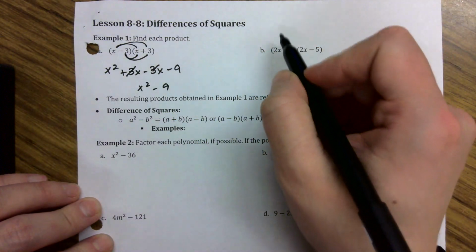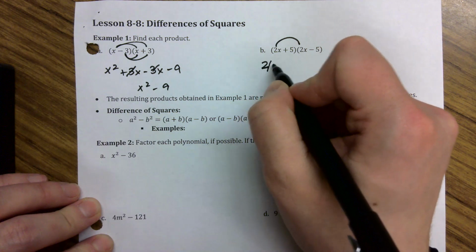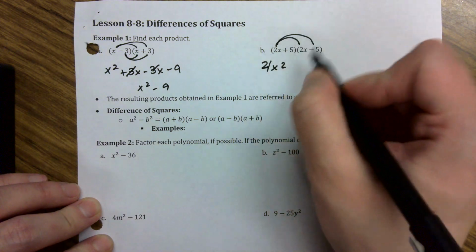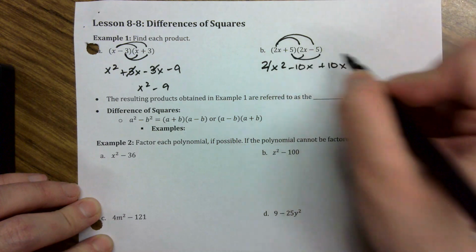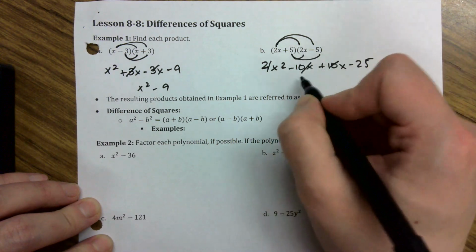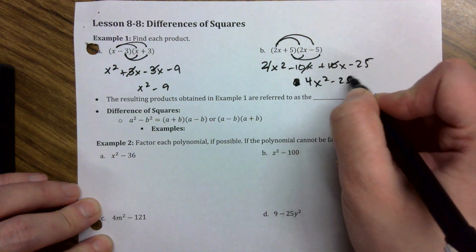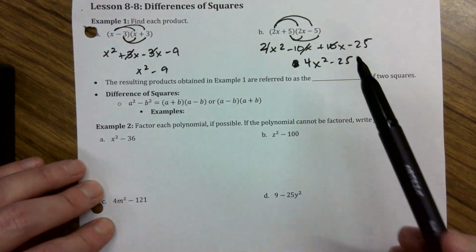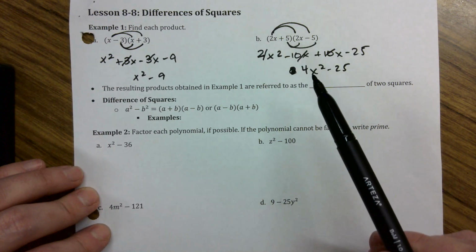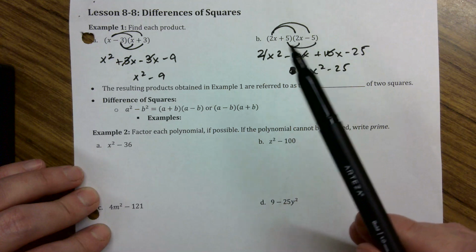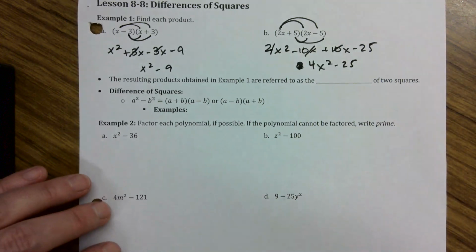It might be bigger. It might be a 2 this time. A 2x times a 2x is 4x squared. And then minus 10x plus 10x minus 25. The middle term cancels. Why do I keep writing my 4s like that? 4x squared minus 25. Difference of two perfect squares. So if I was to factor this, the square root of 4 is 2. The square root of x squared is x. And the square root of 25 is 5.